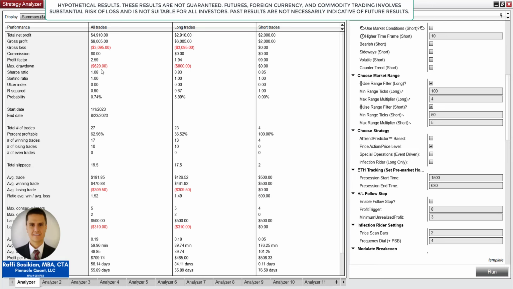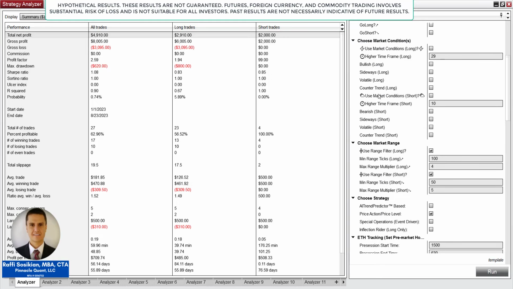All right? You'll see the max drawdown versus the total net profit. You see some of the other metrics there. But this one has no market range selected. Even though you see the numbers there, it isn't checked. Okay? It isn't checked. So you're going to get a lot more trades. Okay? And also, let's take another distinction here. This one did not have the market condition selected, but this one did. Okay?